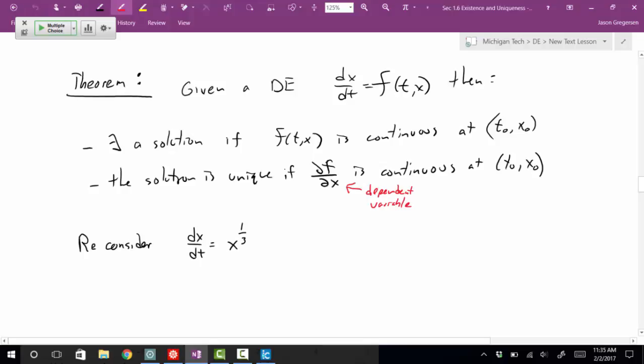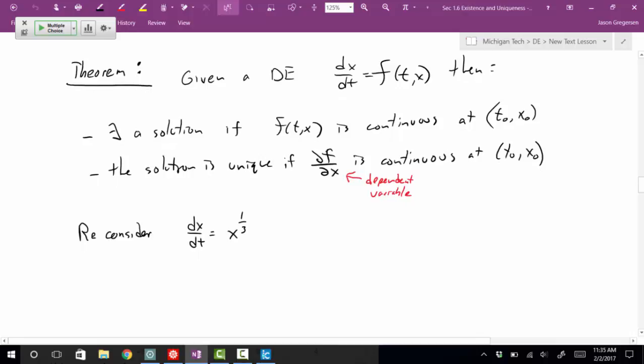So if I had some other differential equation that was dy/dx, then you'd be checking the partial of f with respect to y, right? The dependent variable you're taking the partial with respect to. So let's check here. Now let's apply my theorem to my case. What is my f of t, x? Well, it's just x to the 1/3, which is continuous for all x in R.